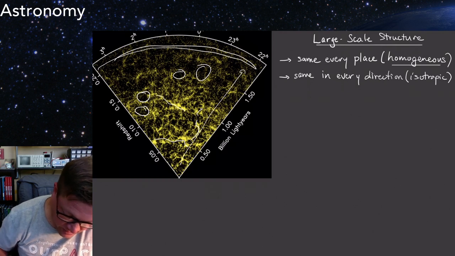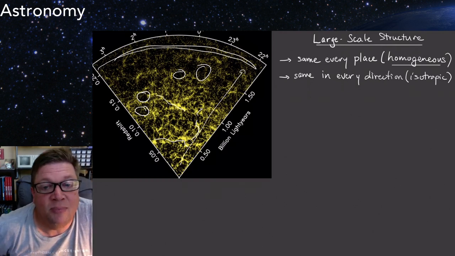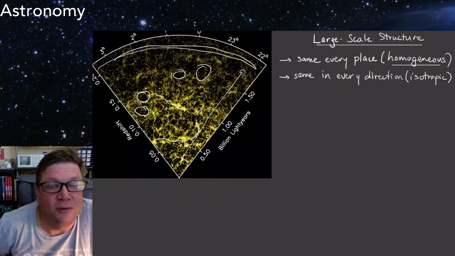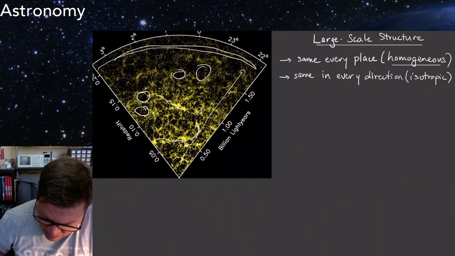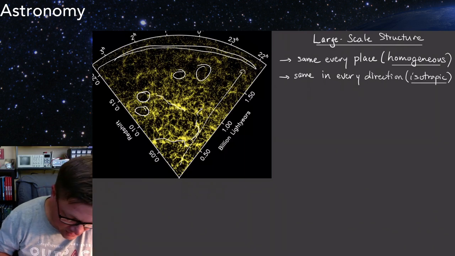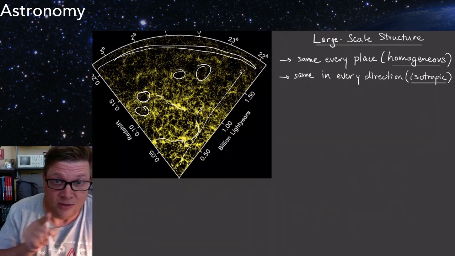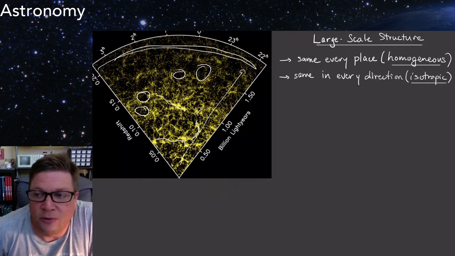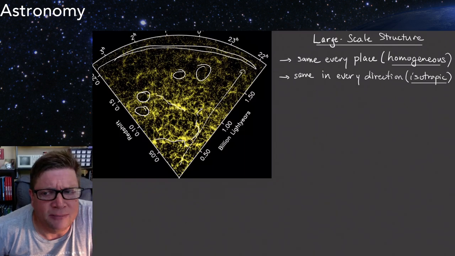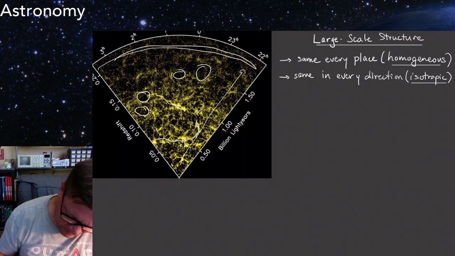And the other word is that we get the same pattern, not just at every place in the universe, but in every direction. So we call that isotropic. Every direction we look, we see the same number of voids and filaments. That still might be confusing. Let me say it like this.